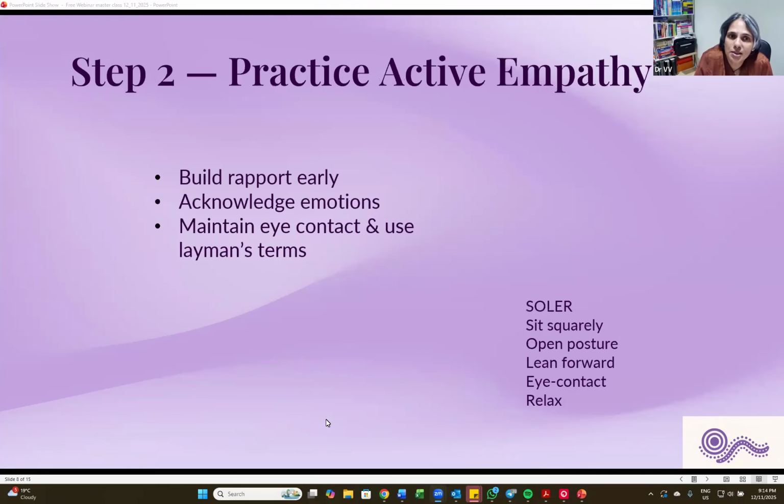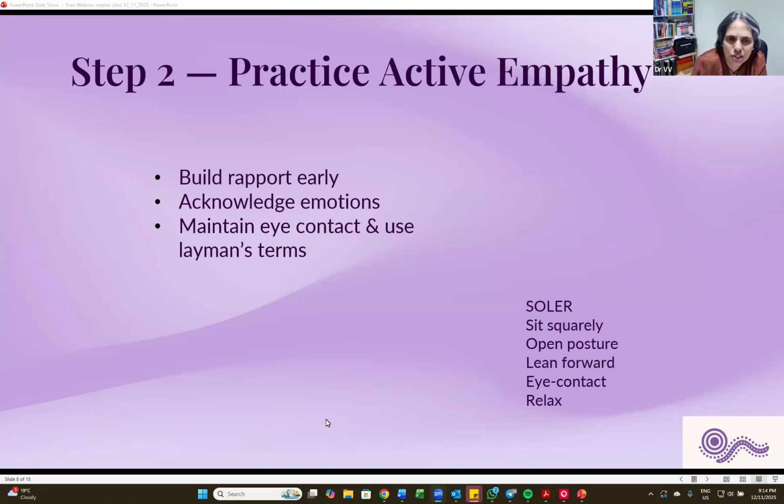So how to practice empathy? Because empathy is one of the most important skills you need to develop for you to pass the exam. So you build a rapport early. Whenever the patient is looking at you, smile, show them you really care, and develop that rapport, and they will be with you.